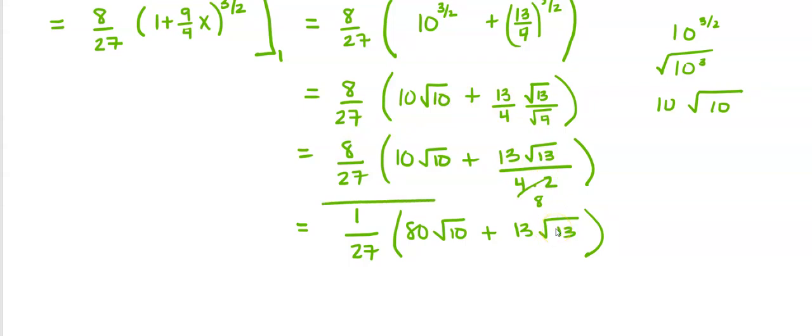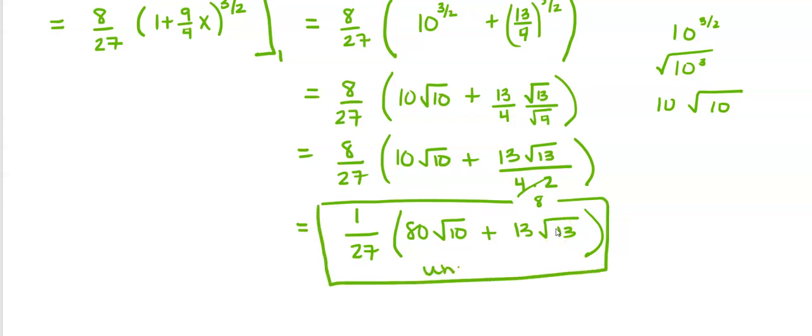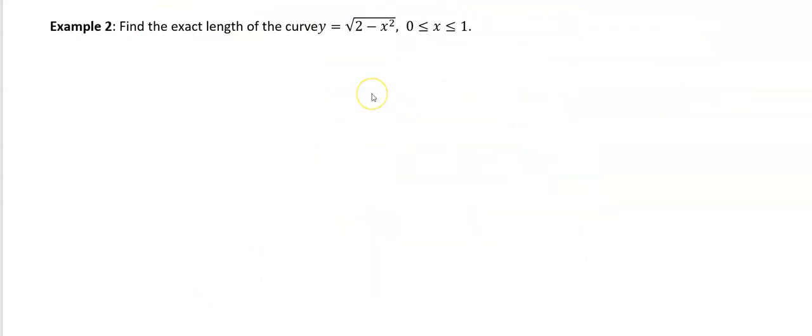And remember, we're measuring a distance here. So this is really a measurement in terms of units, right? We don't know what the units are. Like area was units squared, volume was units cubed. This is just a distance, so it's just going to be units. Okay, let's take a look at example 2. So example 2 says find the exact length of the curve y equals the root of 2 minus x squared from 0 to 1.